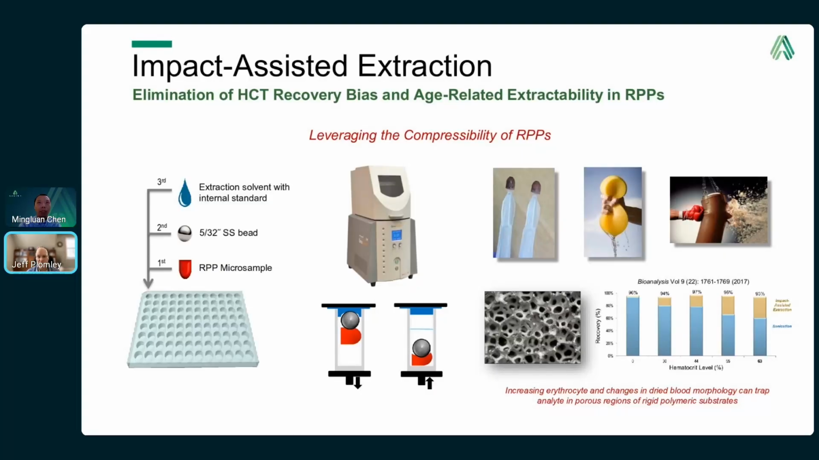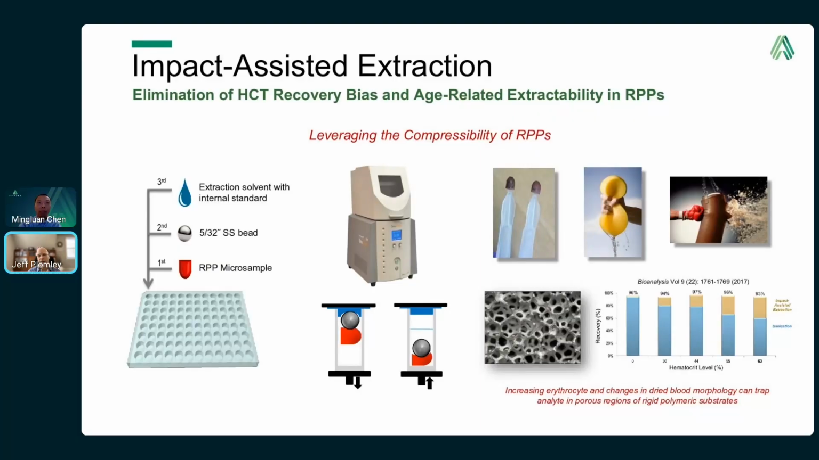And here's how the impact-assisted extraction works. As illustrated on the left, into a 96 well plate, we first place our rigid porous polymer microsample, followed by a stainless steel bead. And then we add an extraction solvent, which contains our stable label internal standard. We perform bead beating currently on a Geno Grinder model 2010, and through titration, we found that 1750 strokes per minute for 5 to 10 minutes is optimal in the vast majority of cases.